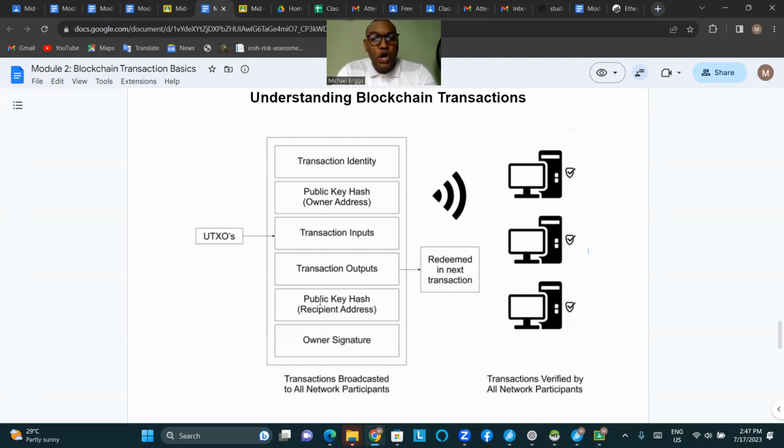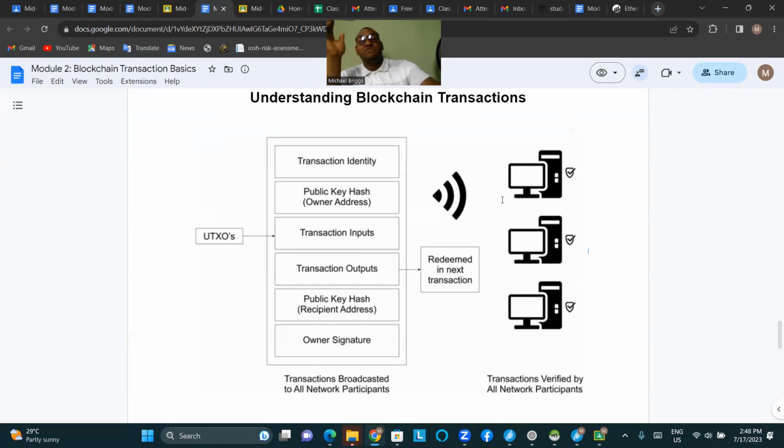So once all of these have been included in that transaction, only the receiver with access to that wallet by means of his private key will be able to redeem the amount that has been sent, which is going to be the transaction output, which he will receive. Okay? And we see here that each node in the network validates this transaction.